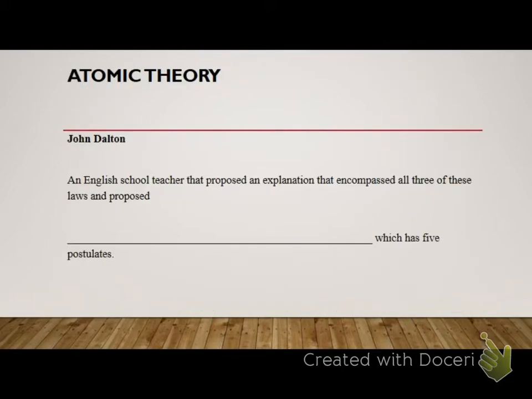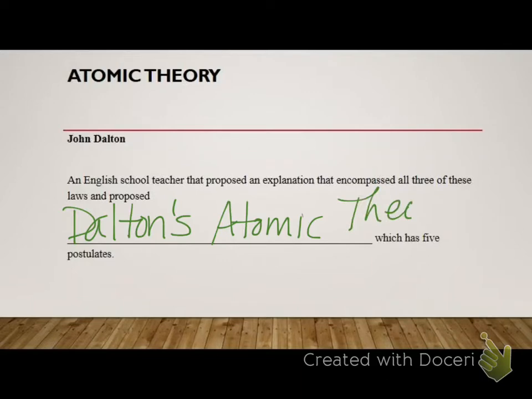That brings us to atomic theory, and atomic theory was discovered over a long period of time, but John Dalton was the one we credit or talk about the most, so it's called Dalton's atomic theory, which has 5 postulates, or 5 points. And let's get into those.